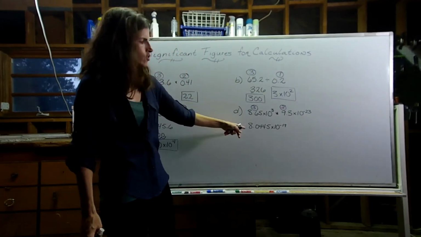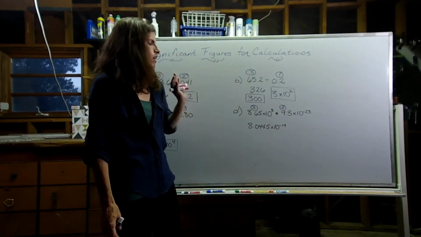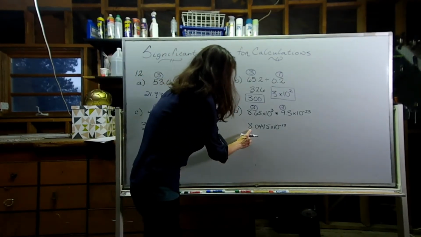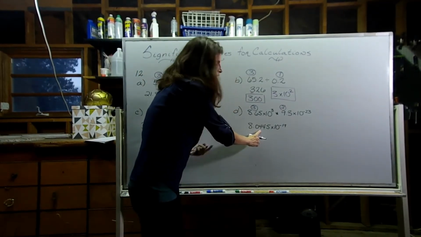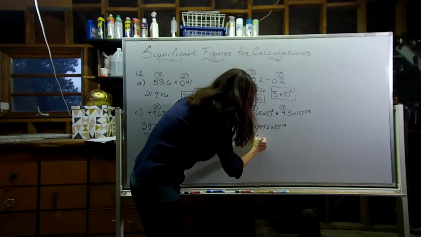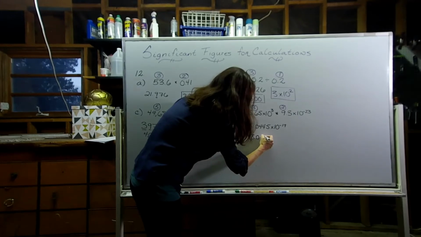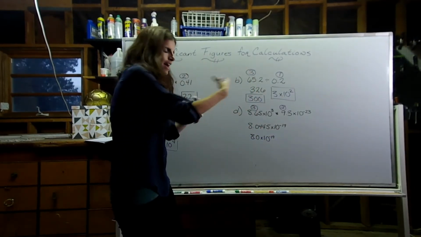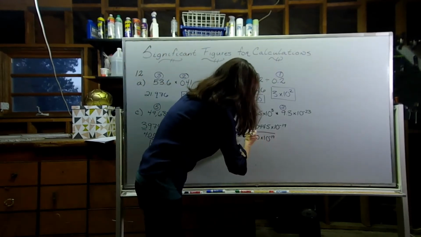And so our answer here has to be altered so that it just has 2 sig figs. So I'm going to keep the 8 and I'm going to keep the 0. The 4 isn't going to cause the number to change. So I'm going to do 8.0 and then times 10 to the negative 19. Don't forget about that exponent part at the end of your number.